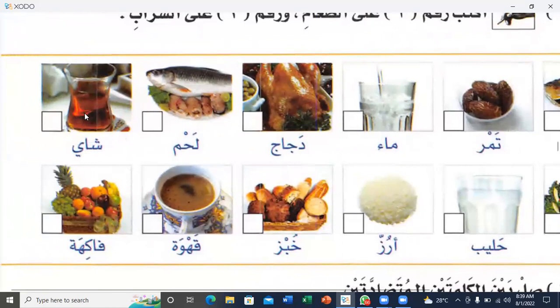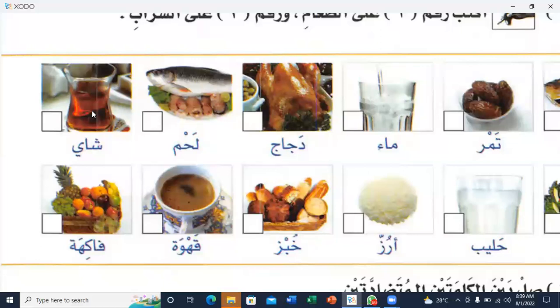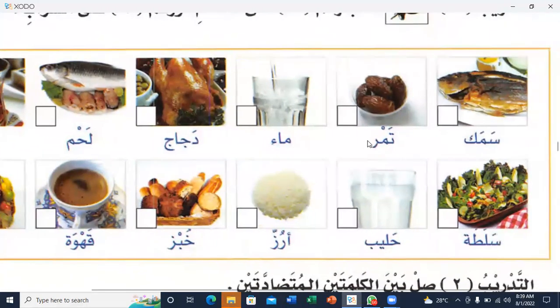Okay. Khubzun, bread. Shayun, tea. Shayun means tea. Okay. Dajajan, a chicken. Okay, tamarun, dates. Okay.